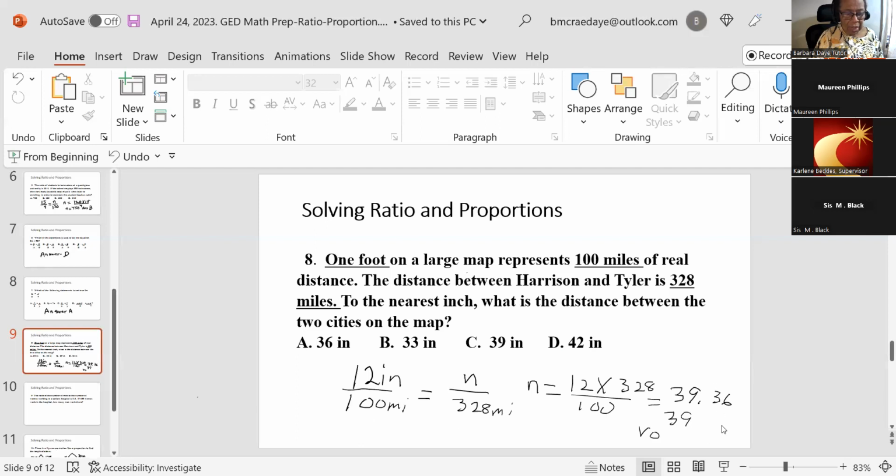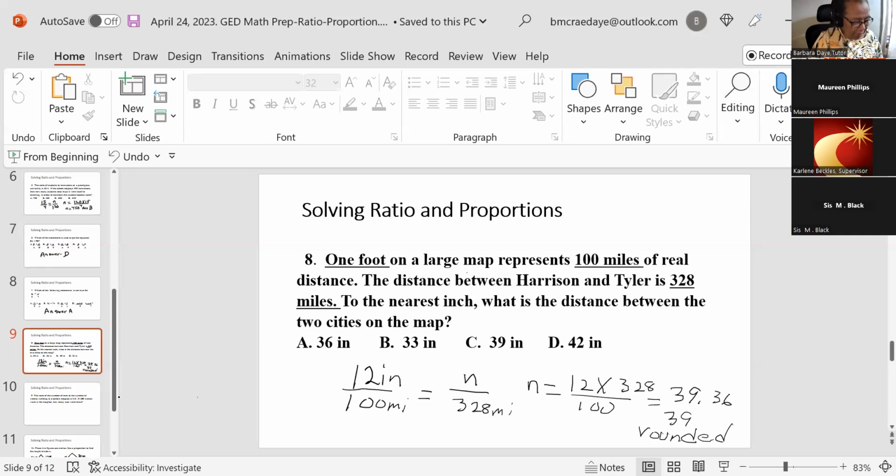And that gives you 39.36, and you round it to 39. But you had to convert your feet to inches. So that's rounded. Mercedes, you follow? Yes, yes, miss. I got that. I understand. Okay. Questions?